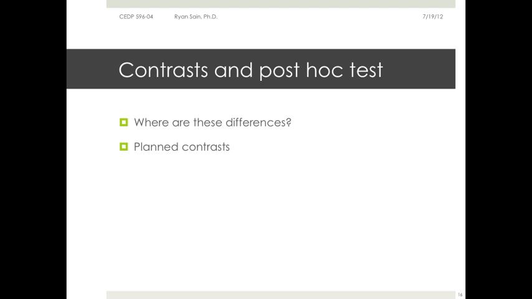Right? So again, we would use planned contrasts, or we could use post hoc tests with the Bonferroni corrections. So that's a very quick summary. There's quite a bit more to it, but that's essentially all we need to know to interpret these statistics if we run into them.